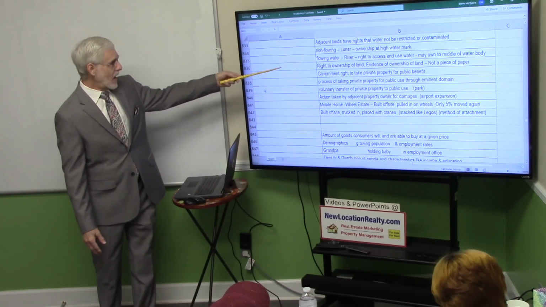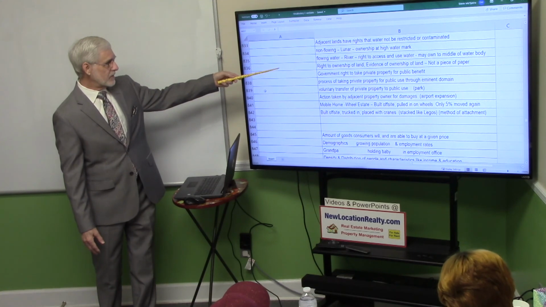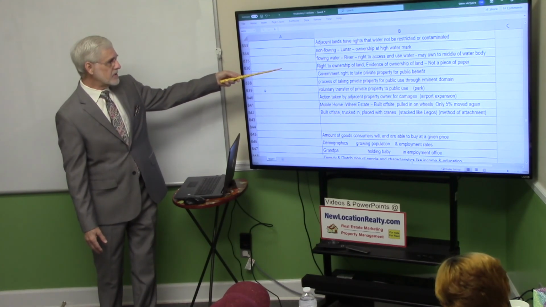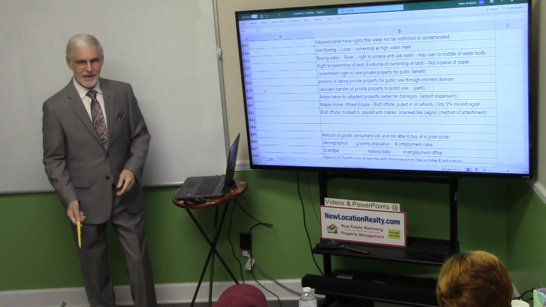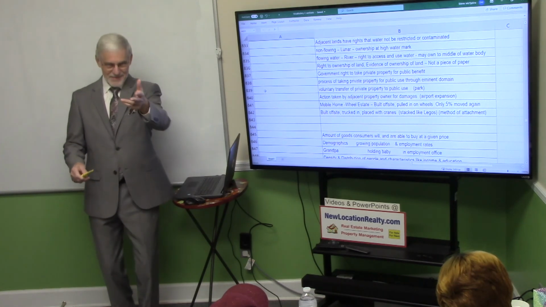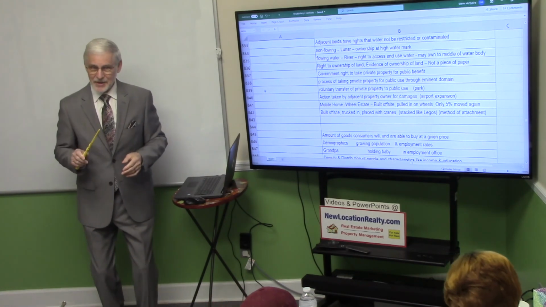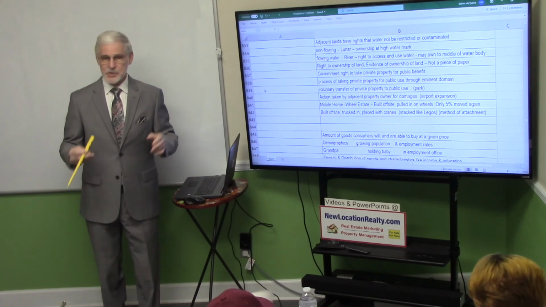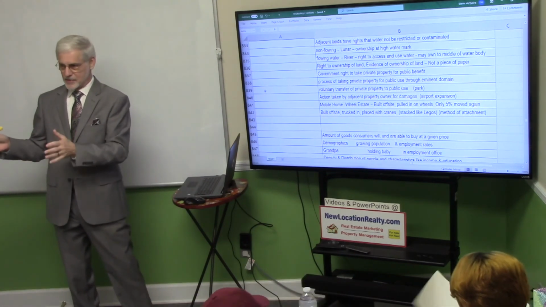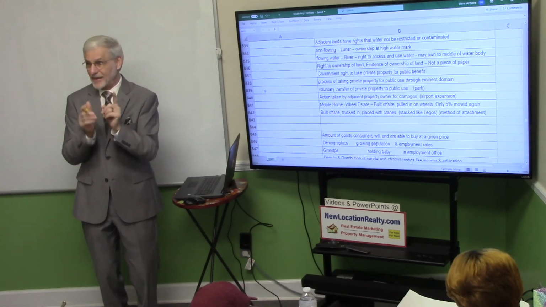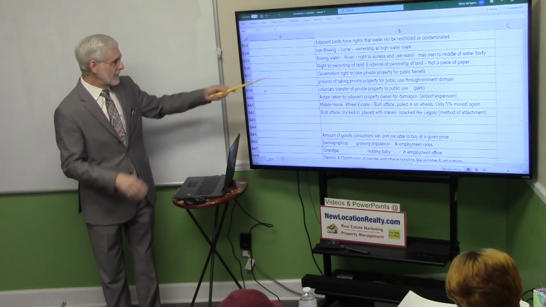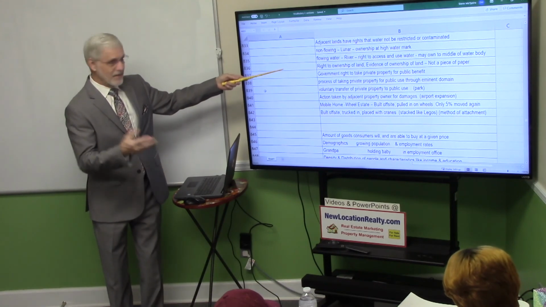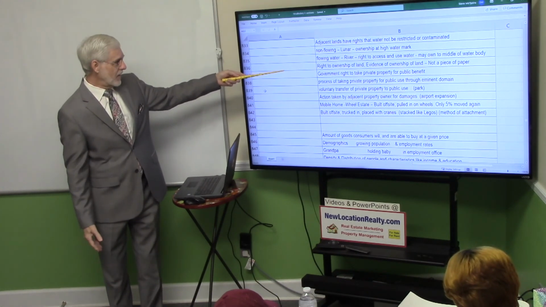All right, Florida. Right of ownership of land, evidence of ownership of land. Not a piece of paper. Title. Not a deed, it's a title. The piece of paper is your clue. The deed shows transfer of ownership at one little point in time, but the title is not that piece of paper, it's the evidence of it.